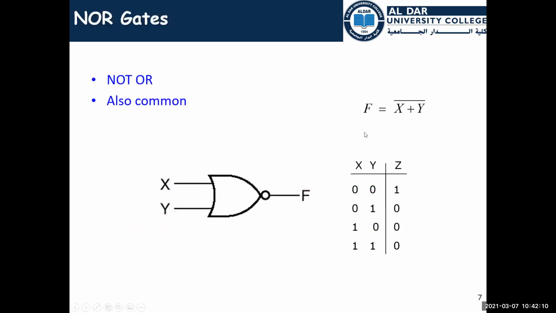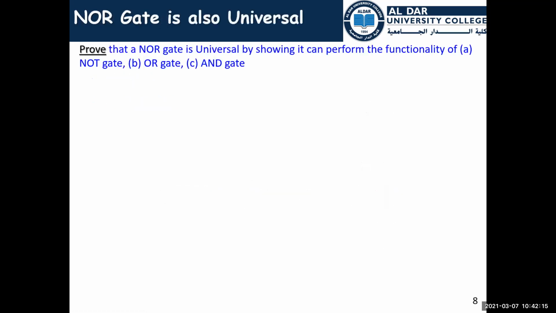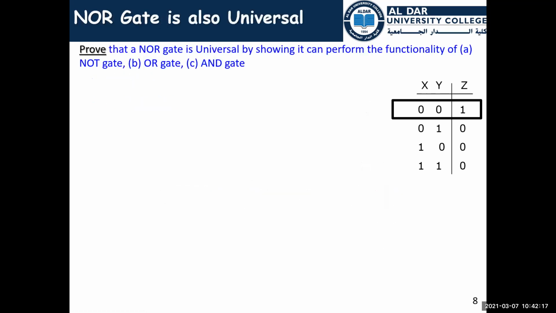Also, the NOR gate can have the same effect. It can have a universal effect. If you have only NOR gates, you can convert using the same concept, which is attaching the two inputs together. This means if you attach the two inputs together, you will get an inversion, the complement of it.